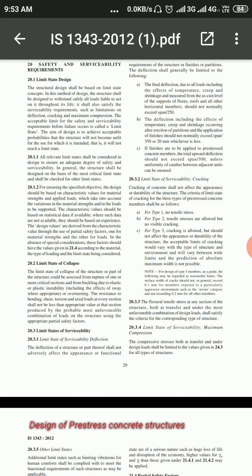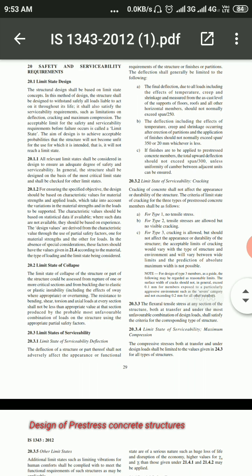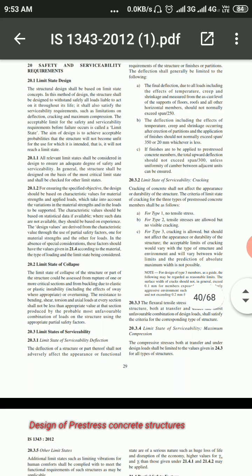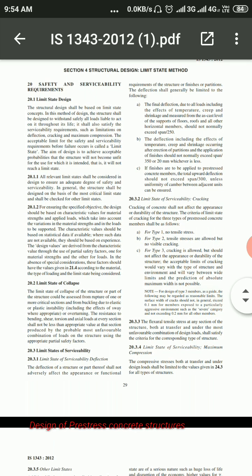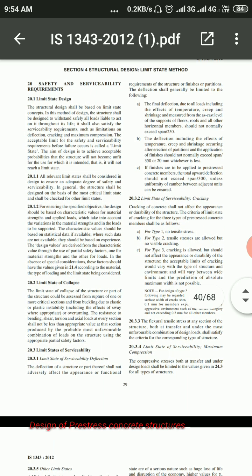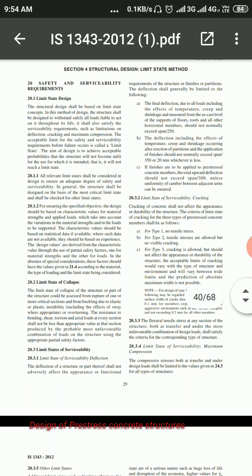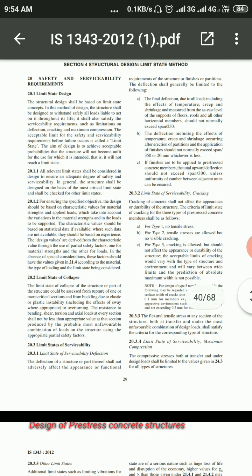In RCC we have seen the difference between the limit state method and the working stress method. I think you know the difference. If you don't know, then please go and check what the difference is, why limit state methods are used, why they are beneficial and what the main idea behind using the limit state method is.